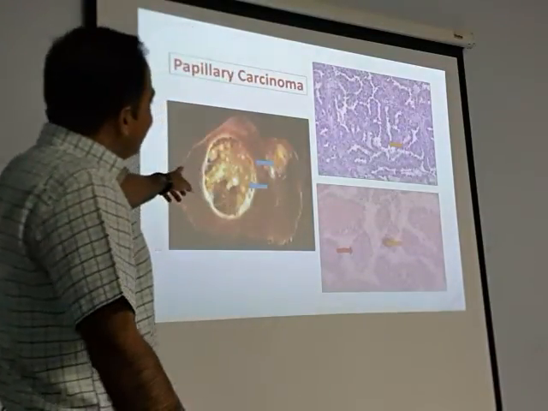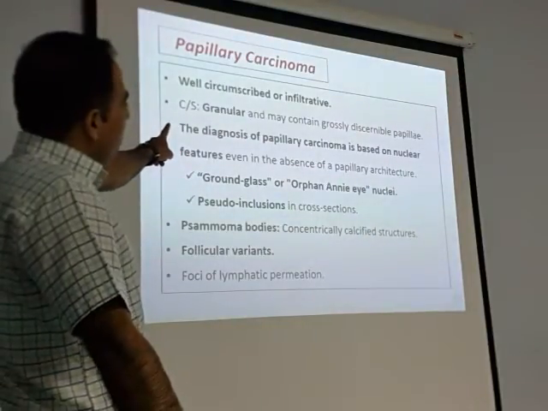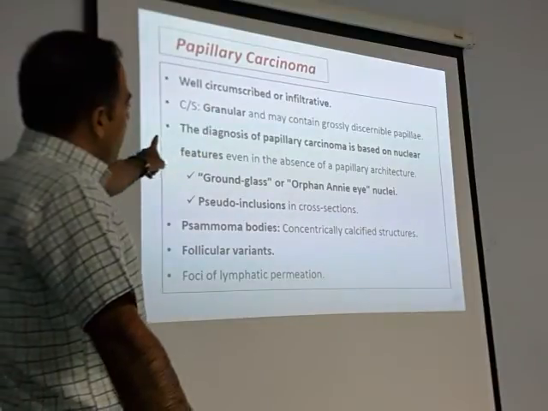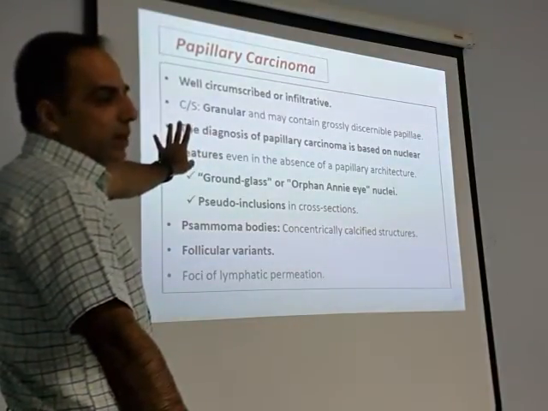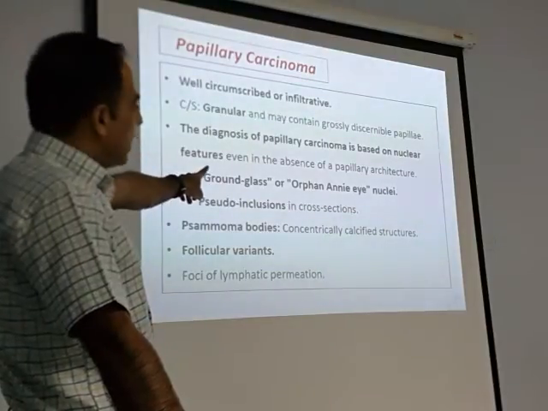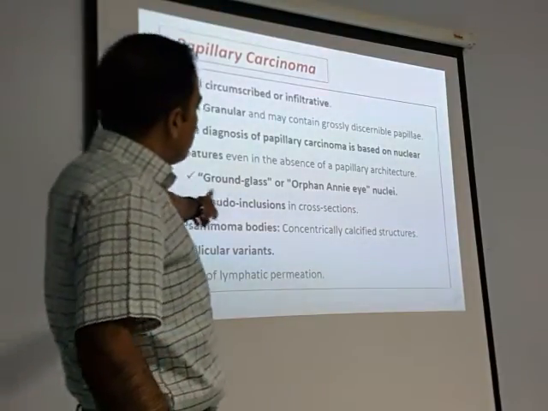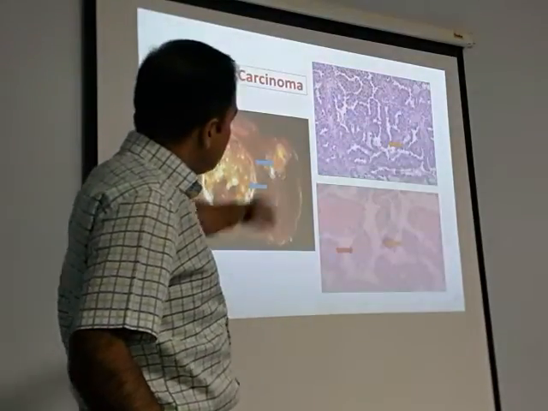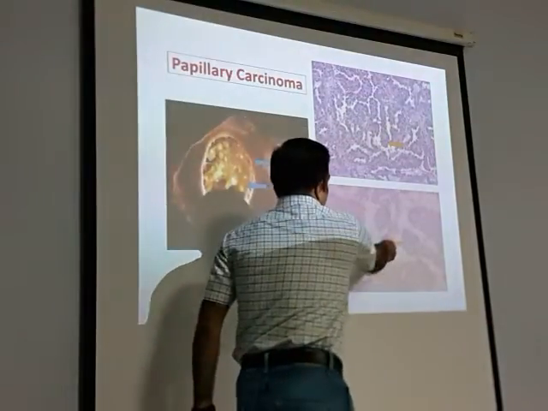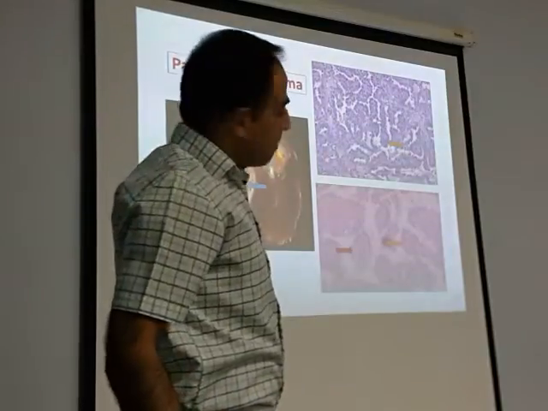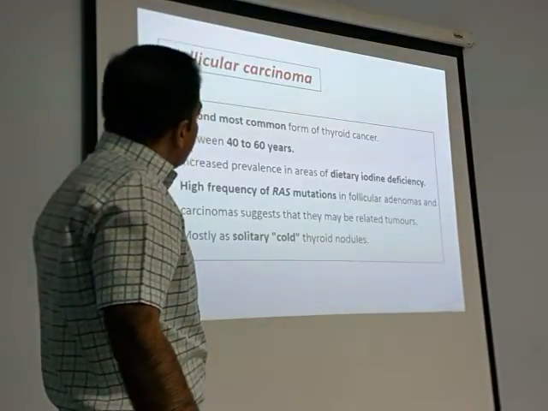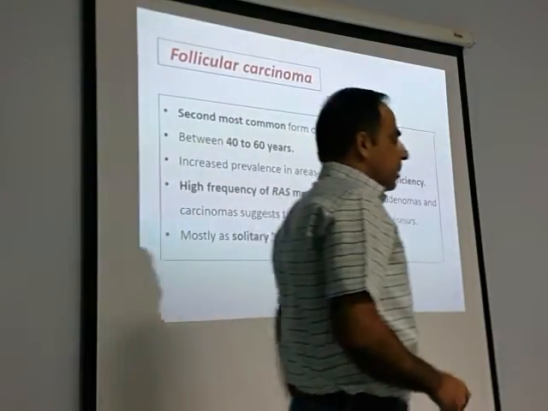So this is grossly granular or with papillae, and the diagnosis is based on the nuclear features, not on the formation of papillae. And the nuclear features, you have the ground glass, Orphan Annie nuclei, and pseudo inclusions. This is the structure, papillae, and this is the psammoma body, this one. And you can find the empty appearing nuclei. This finishes papillary carcinoma.